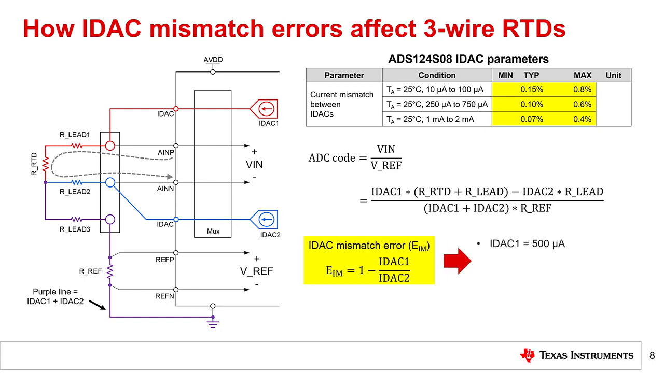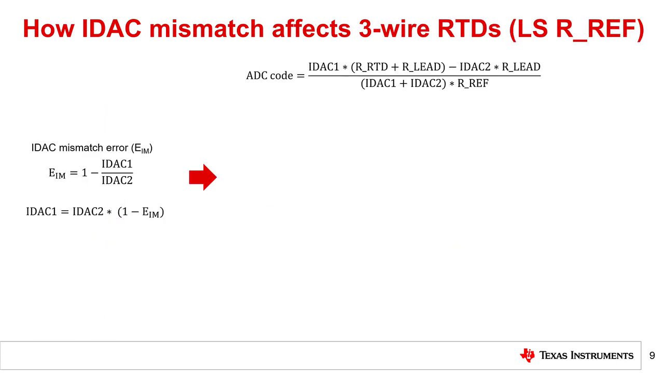As an example of what this equation represents in a real system, if the current magnitude for IDAC1 is 500 microamps and IDAC2 is 503 microamps, then the calculated mismatch error between them is 0.6%. Finally, we can rearrange the mismatch equation and solve for IDAC1 as shown on the bottom right. This new equation can be substituted into the ADC code equation, which is discussed on the next slide.